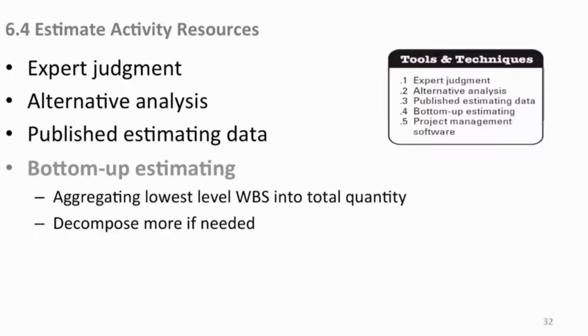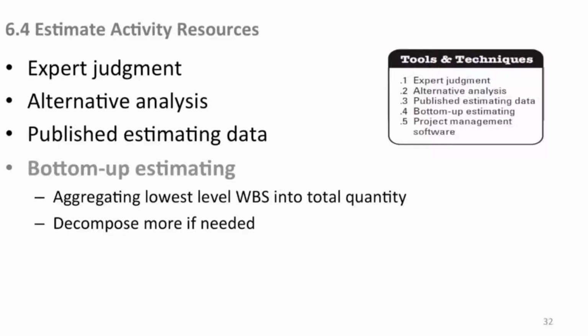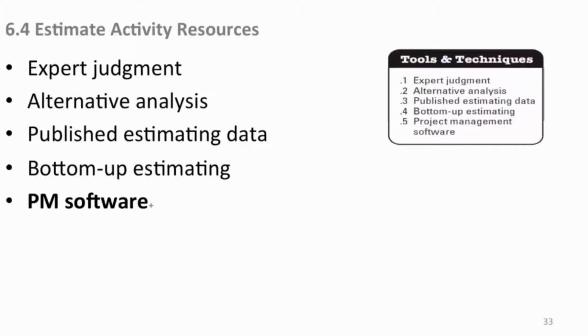Bottom-up estimating, just as it sounds. You start at the bottom with the lowest level and you add activities and things to it until you come to a total aggregate cost that makes sense to put in for resources in your schedule. So aggregate the lowest level WBS into total quantities and decompose them if you need to. But you start at the bottom and work up rather than start at the top and guess at a rate that may not be appropriate. So, bottom-up estimating.